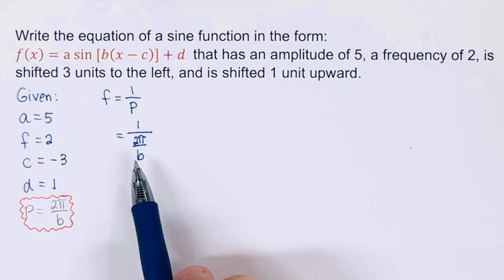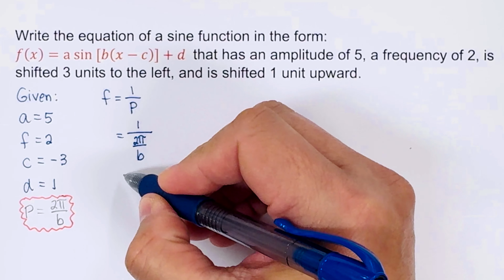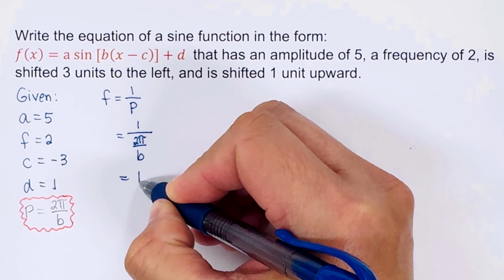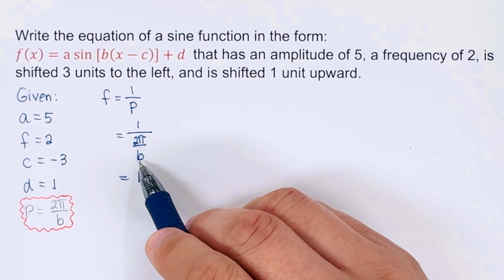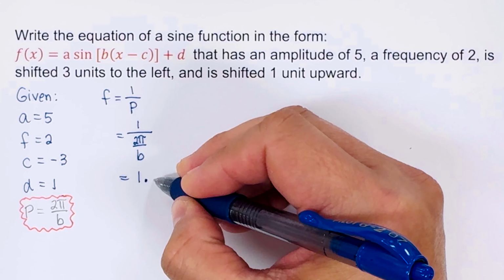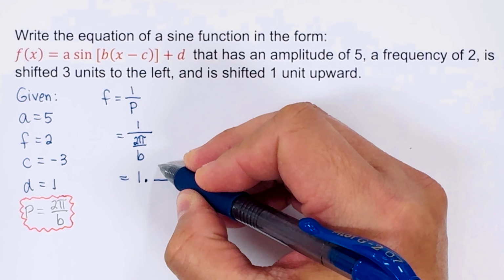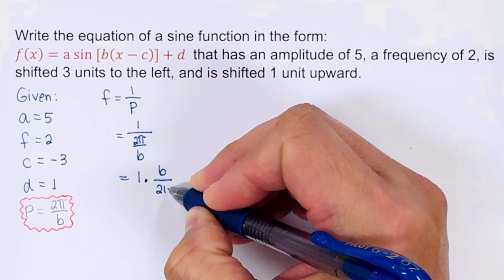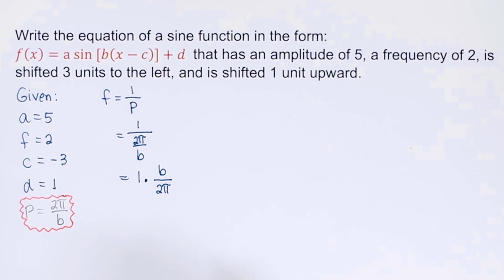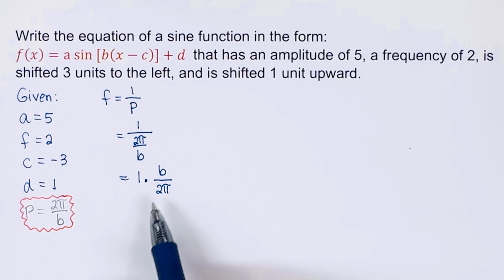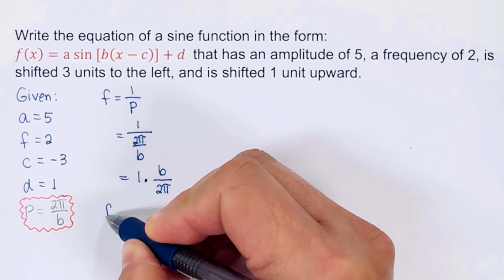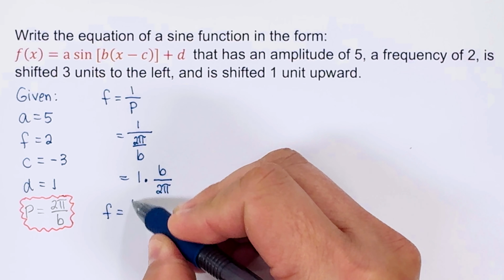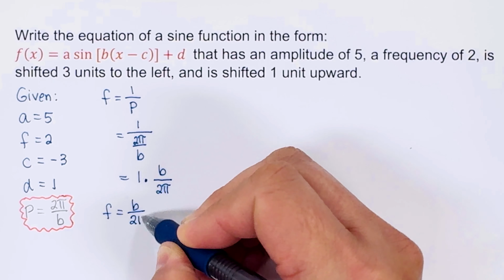So this is an example of a complex fraction. The numerator is 1. What we do is flip the denominator and multiply across. So the b is going to go on top, and the 2 pi is going to go on the denominator. So we can say that the formula for frequency is b over 2 pi.